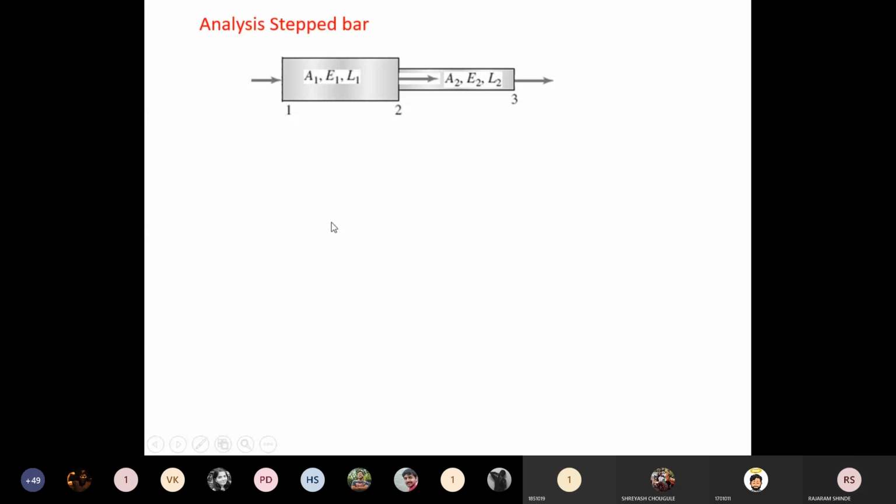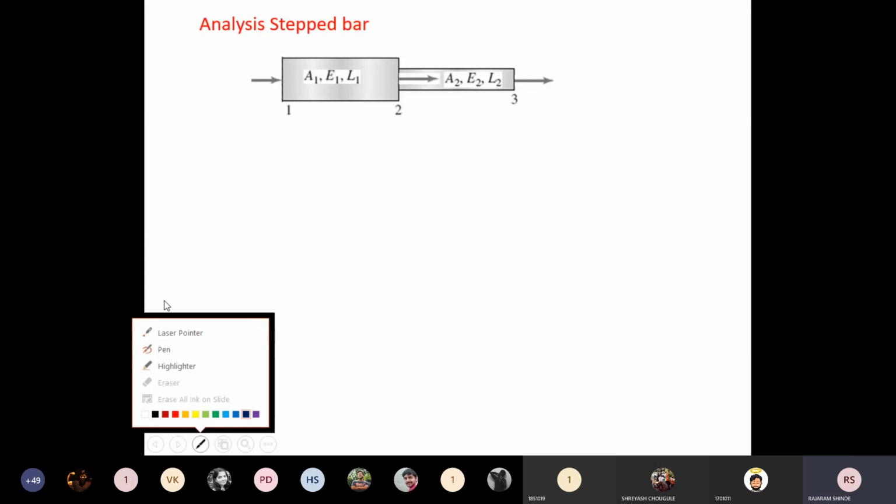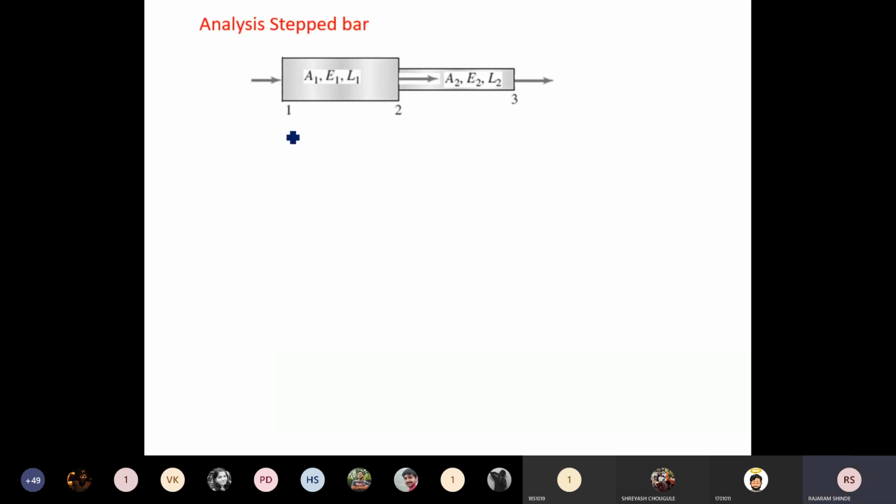Now you see here. Here I have taken a stepped bar. This part has properties A1, E1, L1. This part has properties A2, E2, L2. Now how many elements are required for this? We need one element for the first part, and one element for the second part, because there is a sudden change in the geometry.